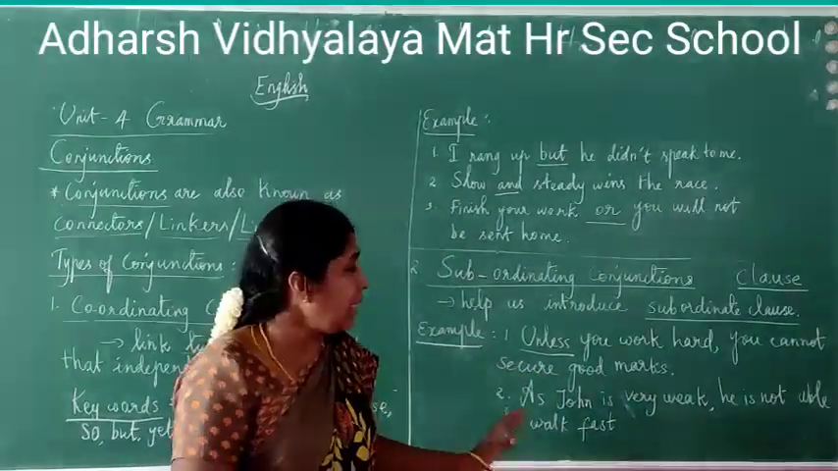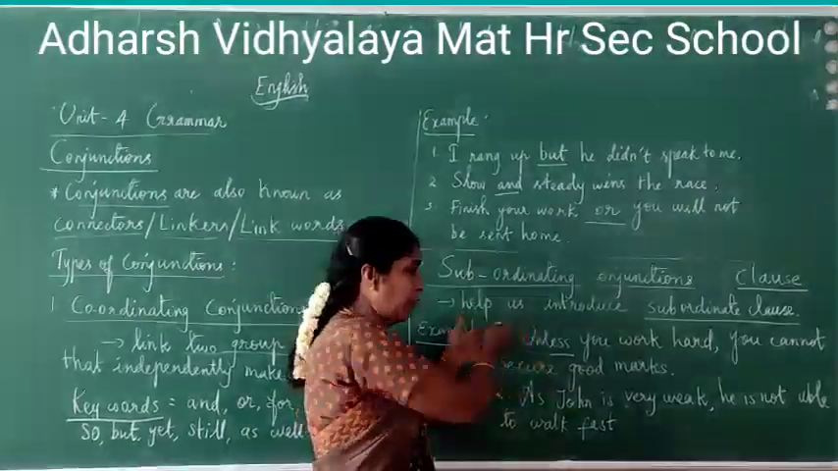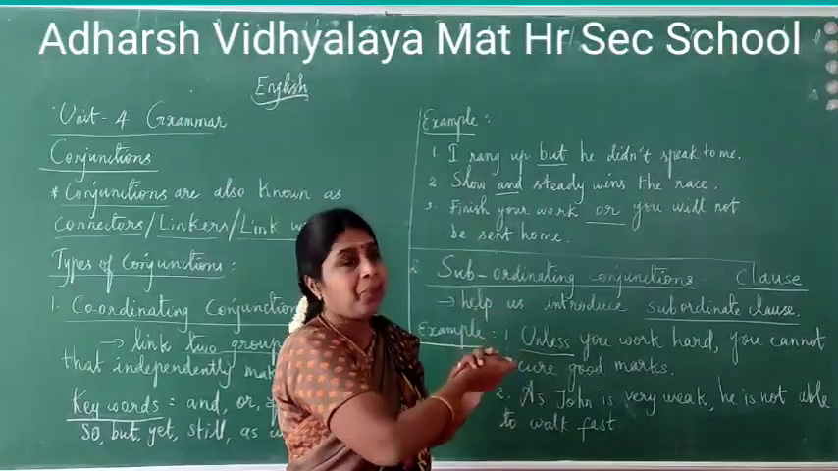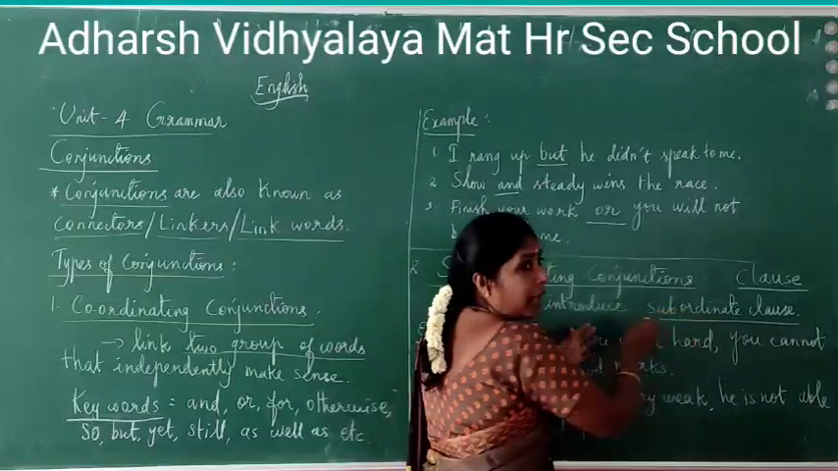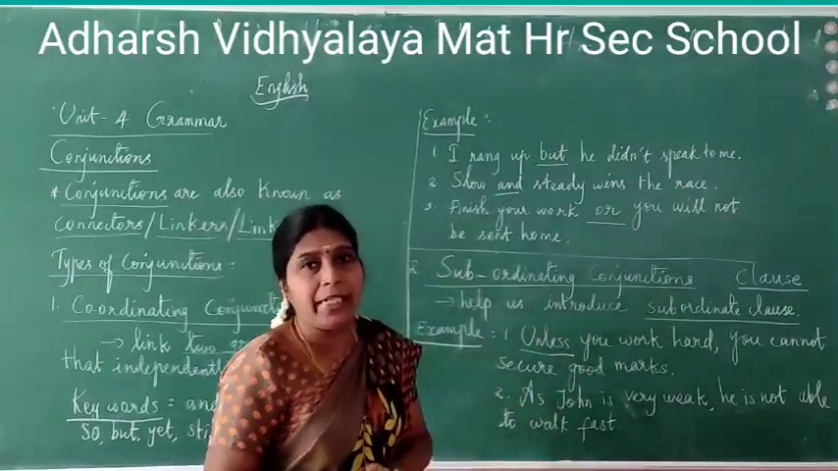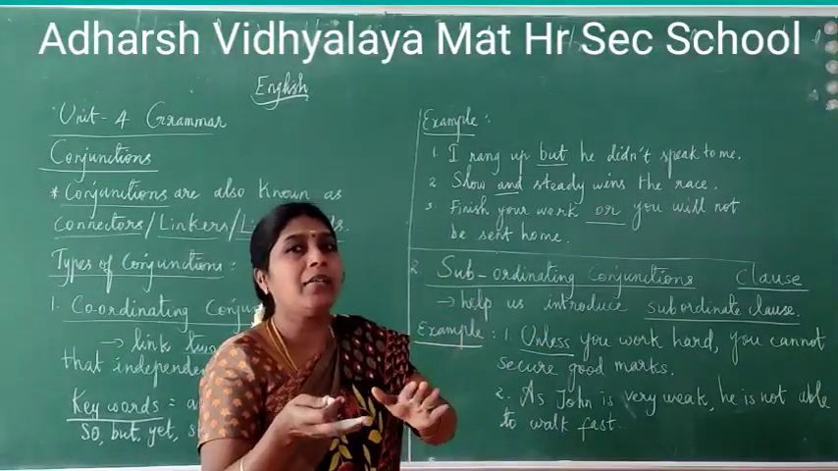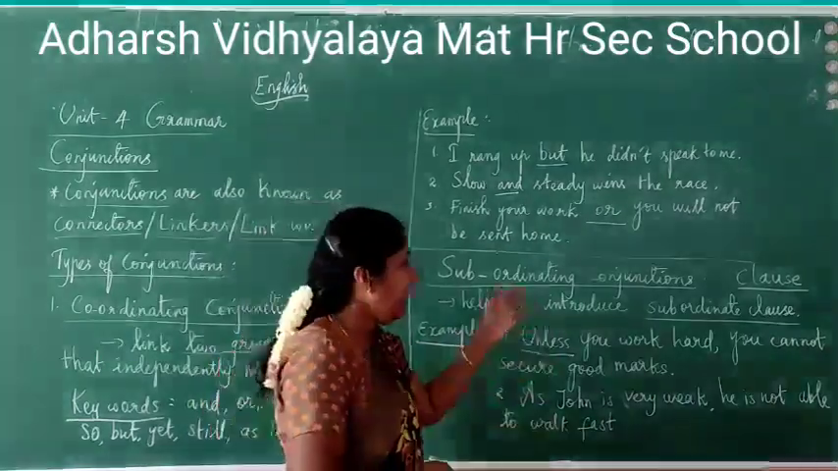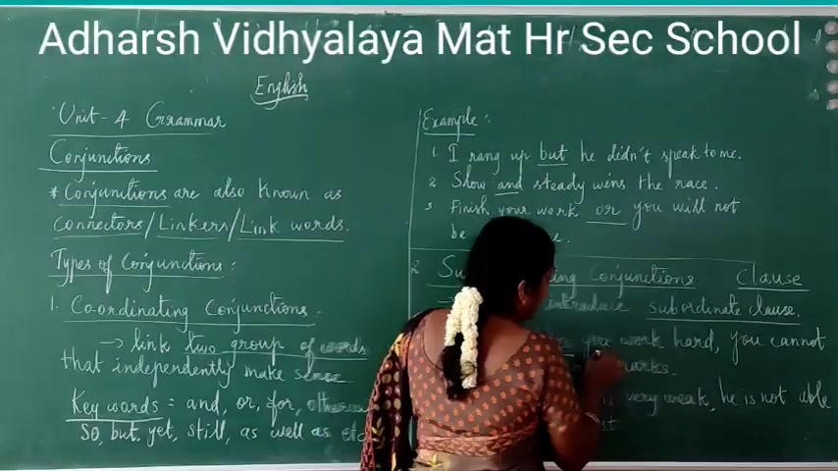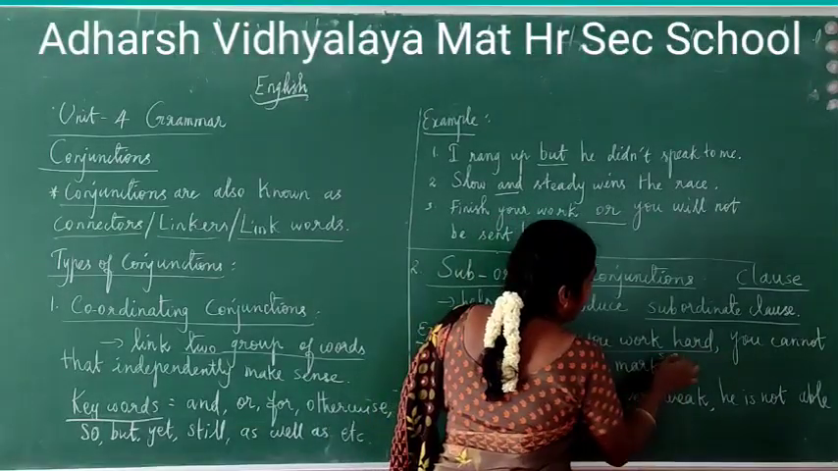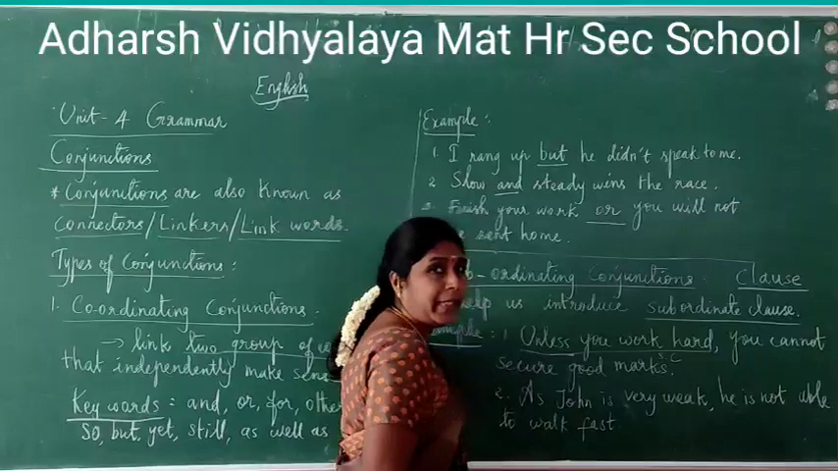like that. But here, that comes at first. That comes at first or center, that will come. So we have to sense the meaning here. Unless you work hard, that meaning is not completed. Unless you work hard, that is incomplete meaning. That incomplete meaning is a subordinate clause. This one is fully a subordinate clause. This thing is a subordinate clause.